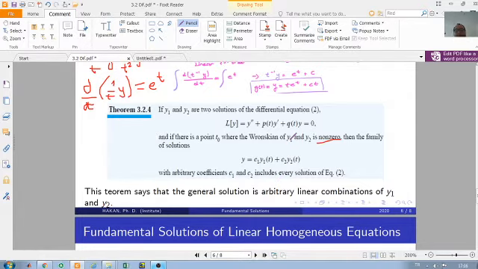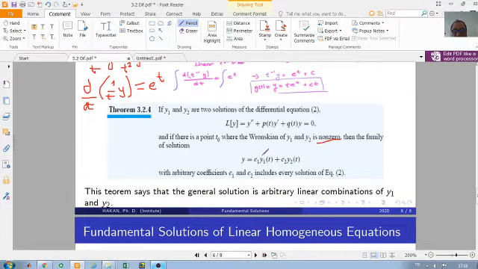Namely, the linear combination of these special solutions will give a general form for all solutions of this homogeneous second order differential equation. This theorem says that the general solution is arbitrary linear combinations of y1 and y2. If you know the initial condition for this differential equation, we can also find the values of c1 and c2.